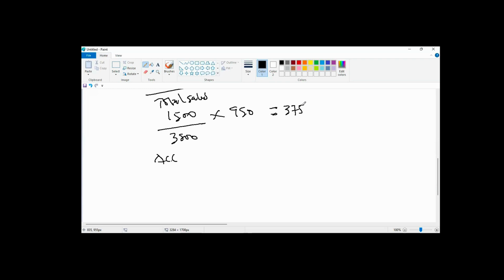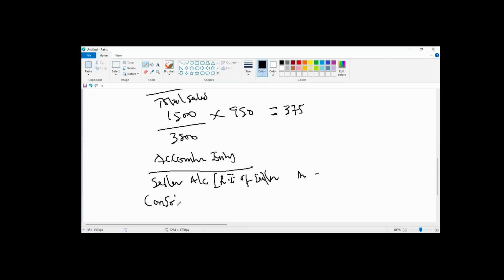Yes, sir. Accounting entry. Seller account, that is the retained earnings of the seller, debit. Credit consolidated inventory. That is it.